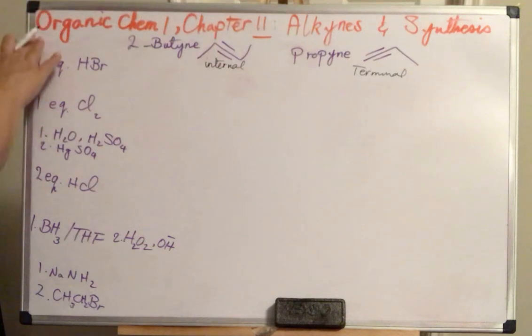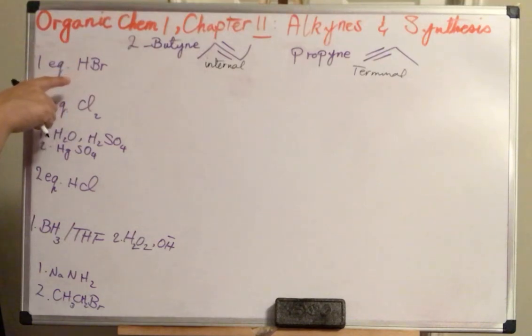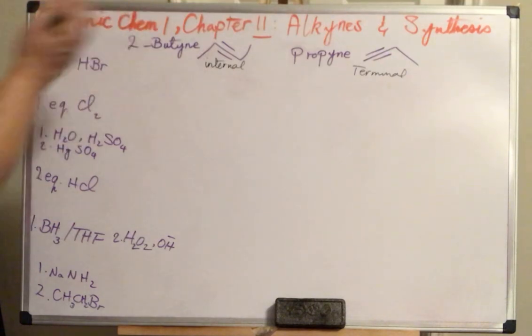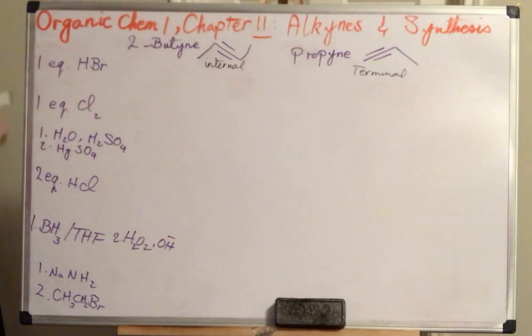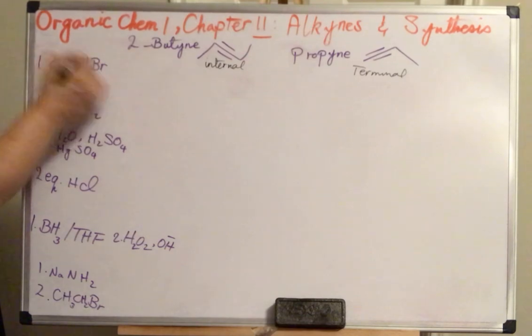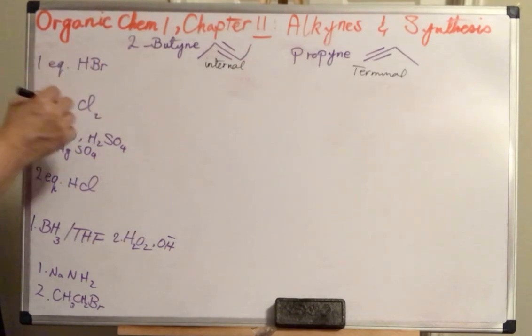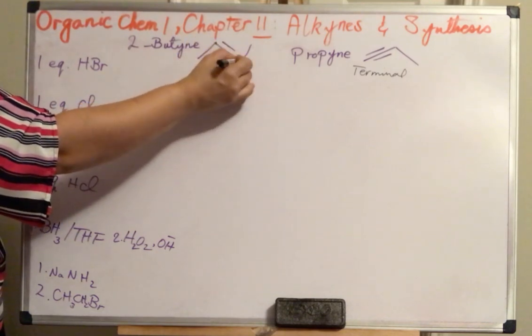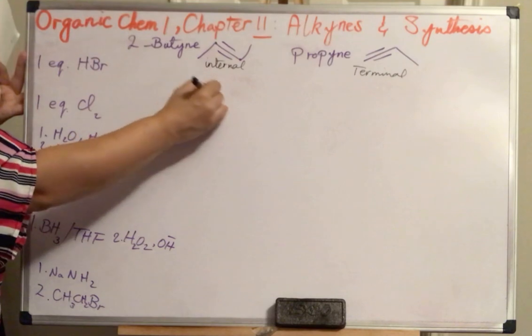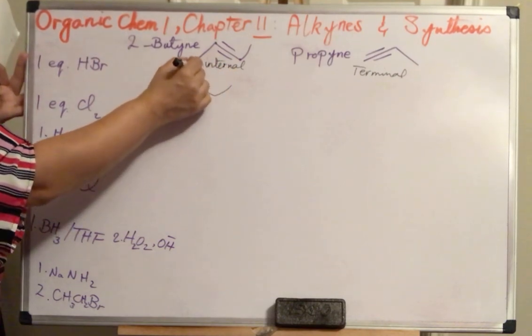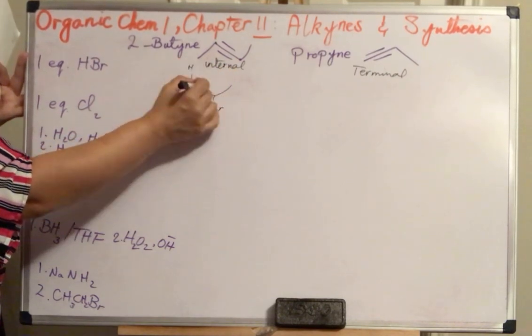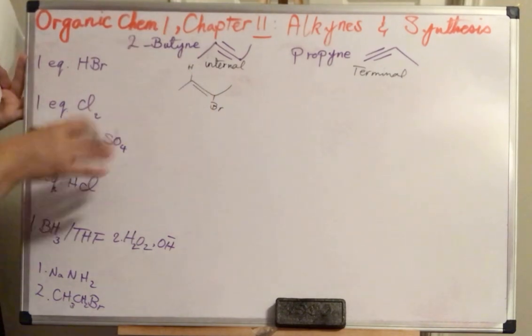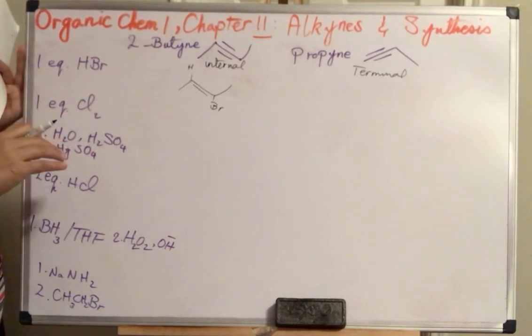We start with one equivalent of HBr, which means don't give it enough HBr to fully saturate. Those partially saturate the triple bond. This is a Markovnikov reaction. Here, none of these carbons have any hydrogen, so it doesn't matter where hydrogen and where bromine are attached. It's one equivalent, so it stops at formation of the alkene.